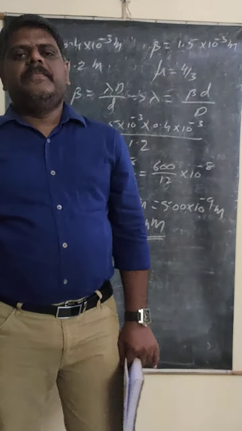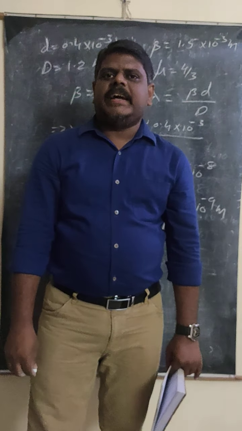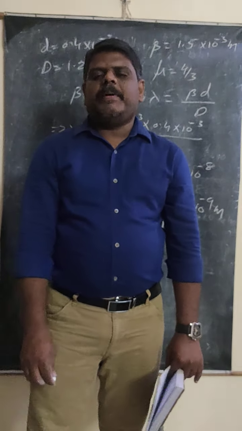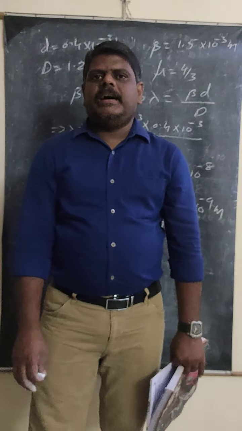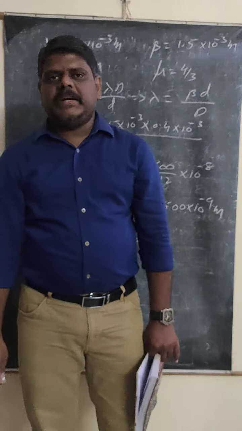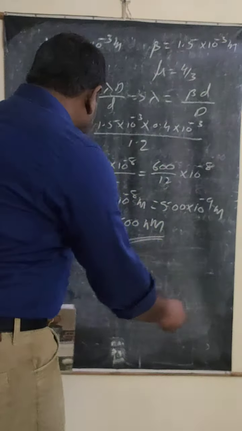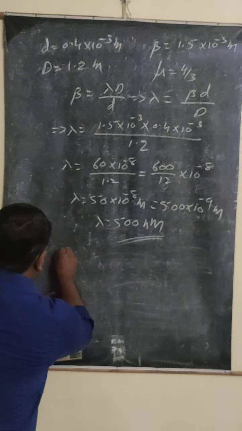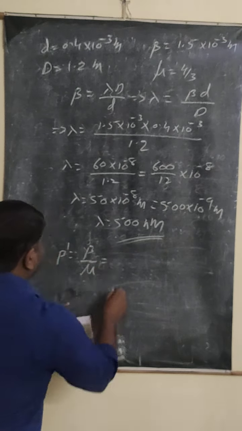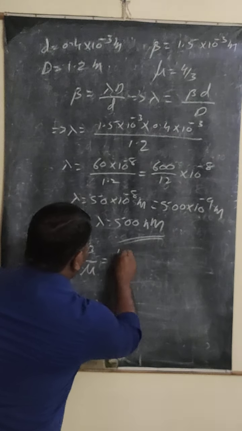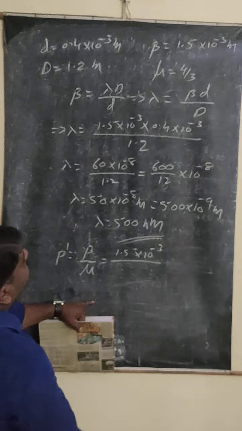What is the next part asking? The change in the fringe width when it is immersed inside the liquid. We have to find beta dash. When Young's double slit experiment is immersed inside a liquid, beta dash = beta / mu. So beta dash = 1.5 × 10^-3 divided by the refractive index.